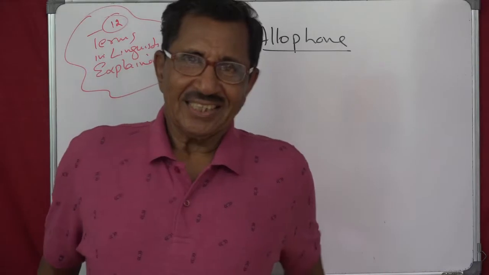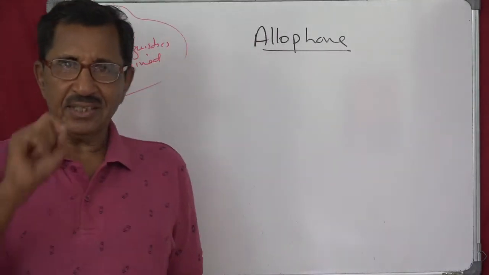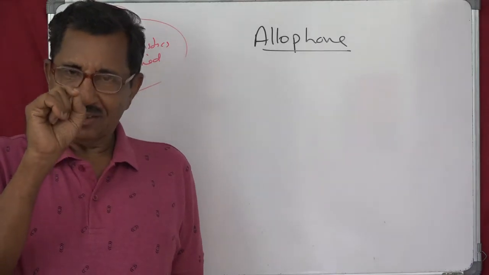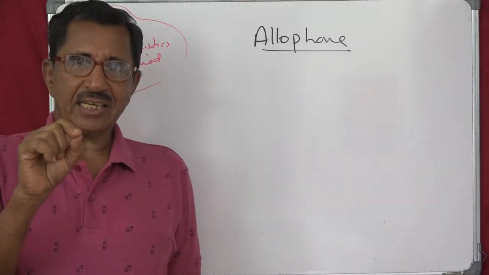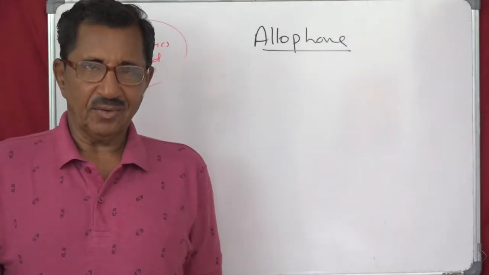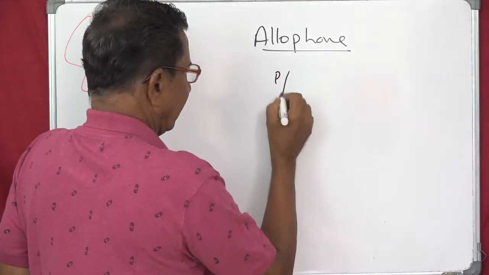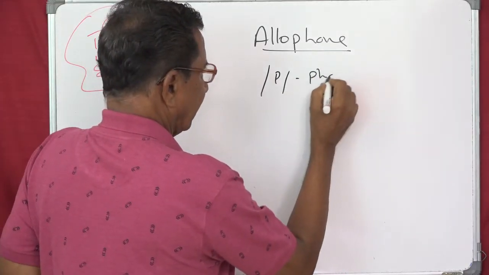Hello friends, last time we saw what a phoneme is. A phoneme is the smallest functional distinctive sound unit of a language. Now, so we said P is a phoneme. This is a phoneme.